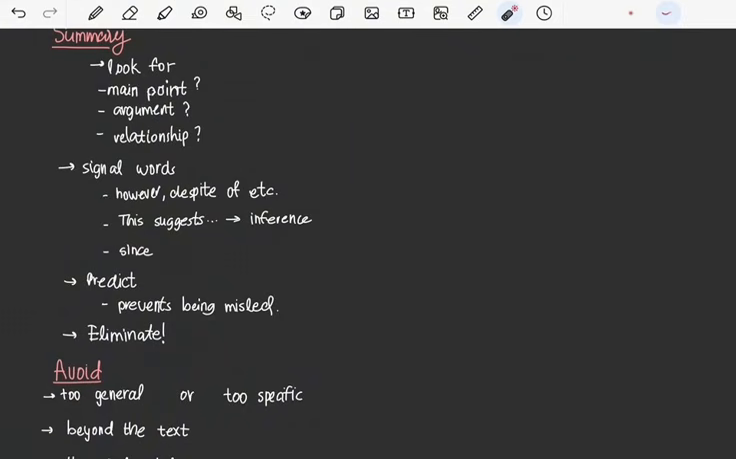So, the passage-based sentence completions reward careful reading and logical thinking. You don't need to be a genius, you just have to have a systematic way of approaching them. Follow those steps that I mentioned in this video and pay attention to signal words.